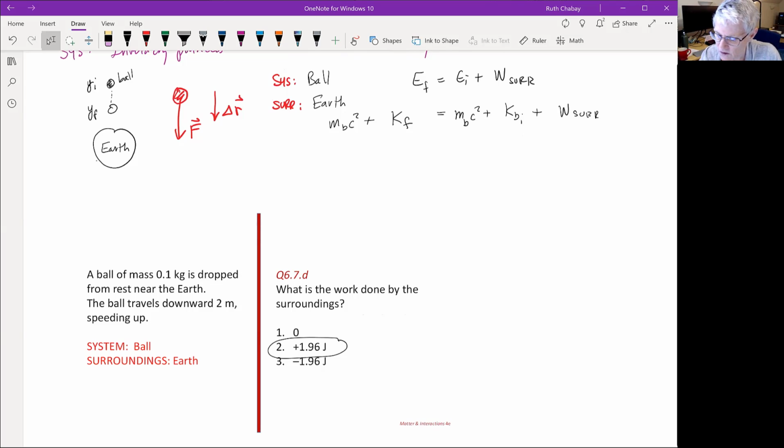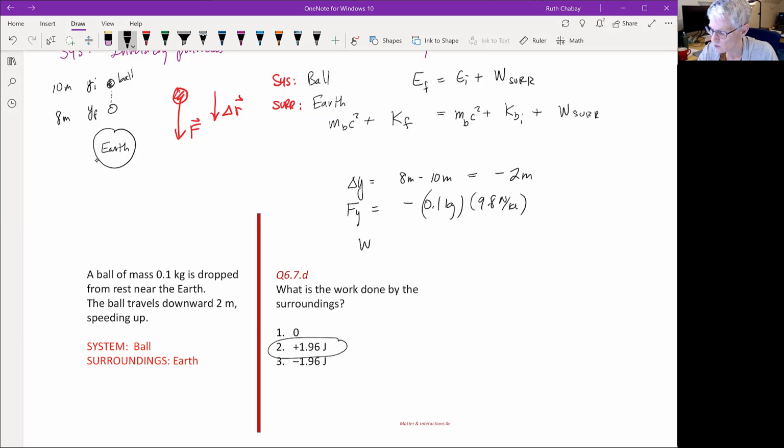Plus, we have numbers that we can actually use to check that. So this is 2 meters. So say this was at 10 meters and now it's at 8 meters. So delta Y is going to be 8 meters minus 10 meters. It's always final minus initial, which is a minus 2 meters. F sub Y is going to be a minus 0.1 kilogram times 9.8 newtons per kilogram. And so the work done by the Earth is going to be a positive, we're multiplying two negatives, positive 1.96 joules. Okay, you've got to get this right.